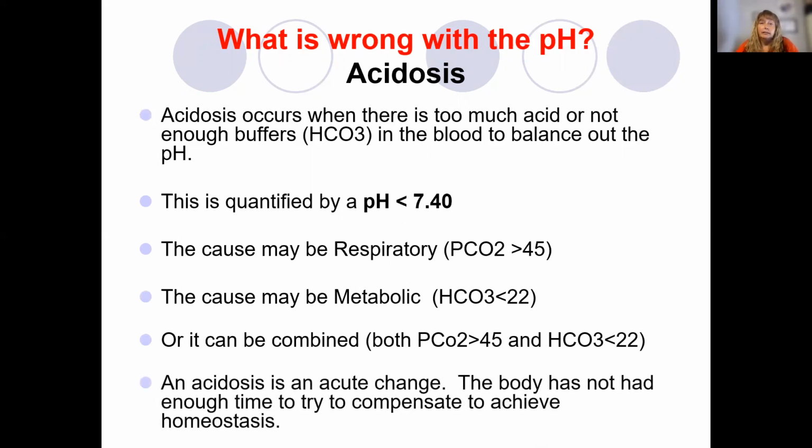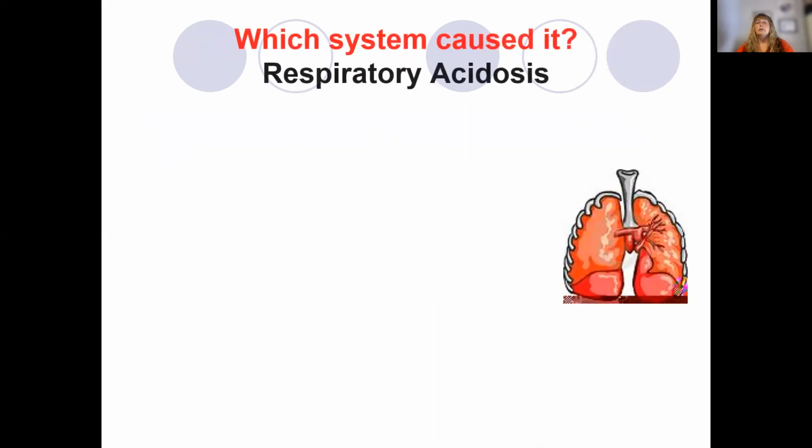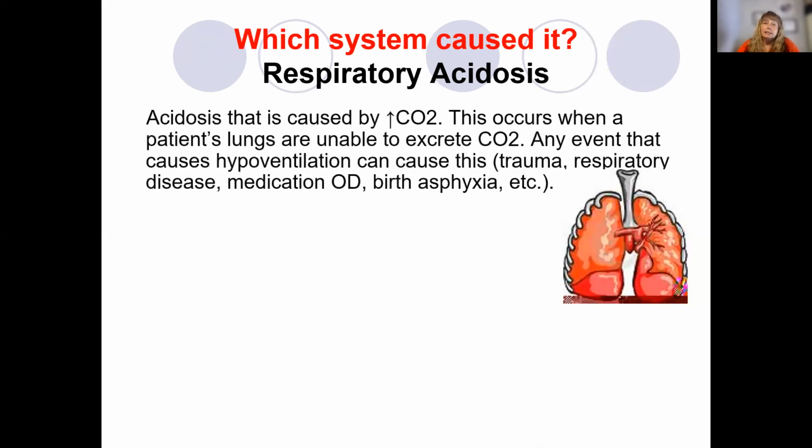An acidosis in the blood is an acute change. The body has not had enough time to try and compensate to achieve homeostasis. So which system caused the acidosis? First, we'll talk about a respiratory acidosis. A respiratory acidosis is an acidosis that is caused by carbon dioxide levels. This can occur when the patient's lungs are unable to excrete carbon dioxide, or any event that causes hypoventilation can cause this, such as a trauma, respiratory disease, an overdose of medication, birth asphyxia, etc.